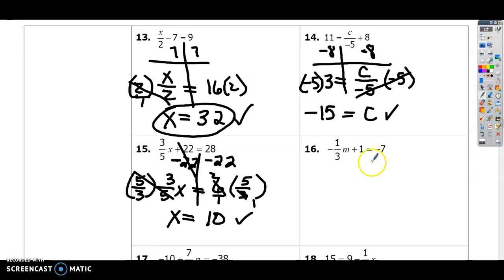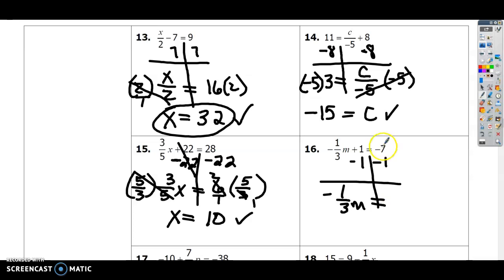All right, number 16. We are going to subtract 1. Get rid of that 1 first. We have -1/3 m comes down. Don't lose the sign. Don't lose the variable. Don't lose anything. We're not changing the problem. We're just solving by rewriting using our inverse properties.